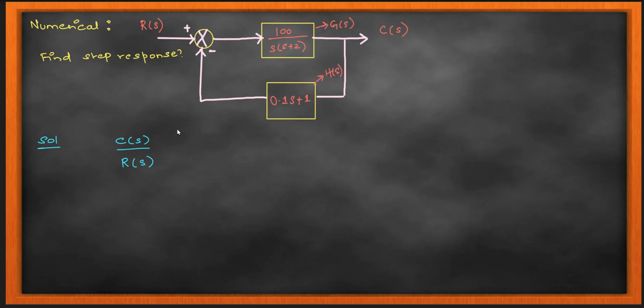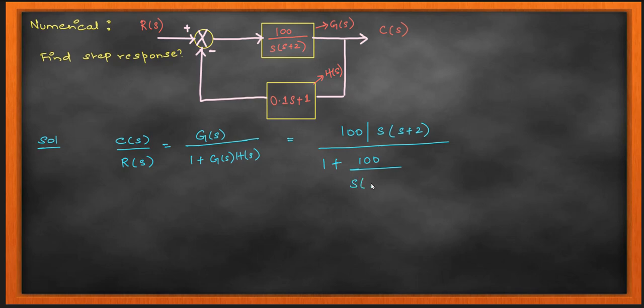When they say you have to find the step response, it means your input signal is a step signal. So now I can write R of S is equal to 1 by S. But before I do that, let us see what my transfer function will be for this system. That's going to be G of S divided by 1 plus G of S into H of S, and this is equal to 100 divided by S into S plus 2. Good.